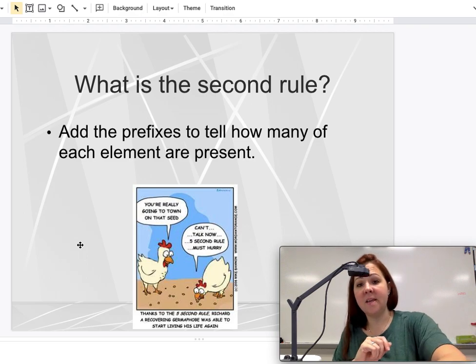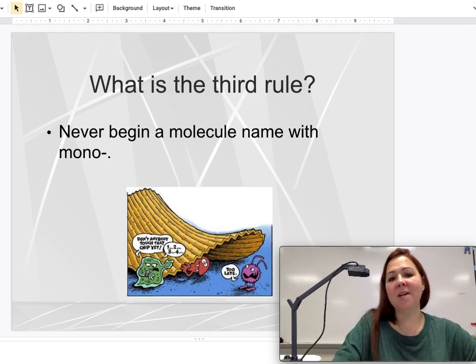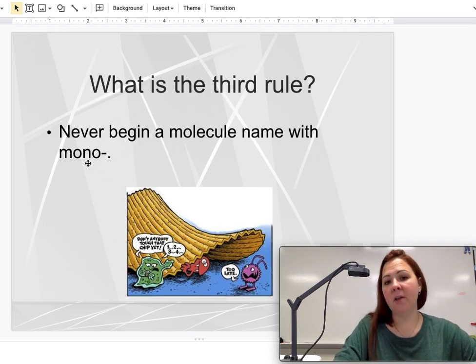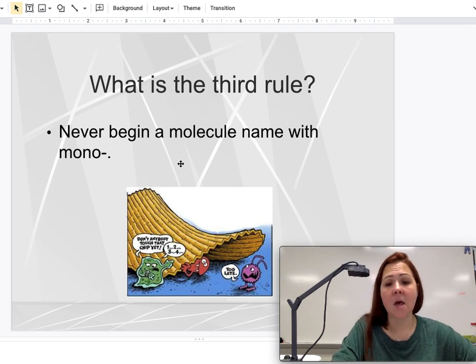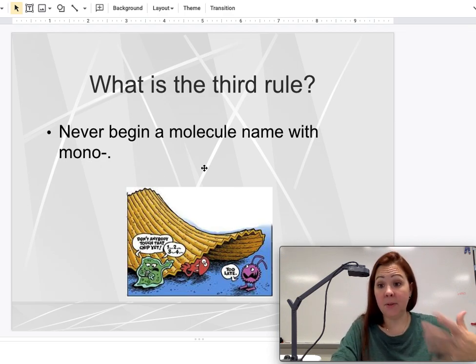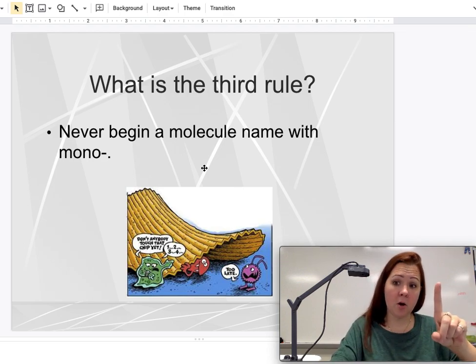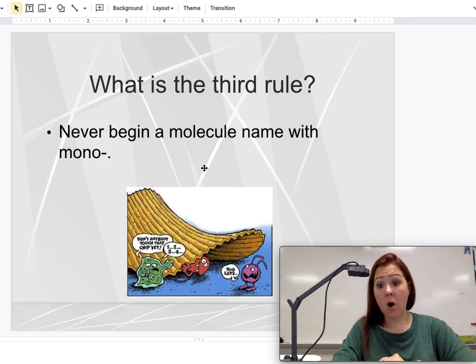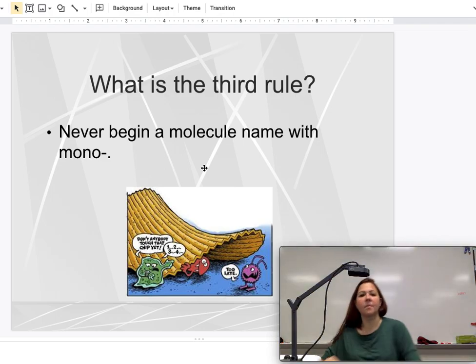Now, using that example, if you notice I didn't put mono on that carbon, that's because you can never begin a molecule with mono on that first element. You could put di, tri, penta, hexa, anything except 1 on that first element. And that's because that element is implied, and so they just get rid of that mono. So that's why it's called carbon dioxide, 1 carbon, 2 oxygen. Carbon monoxide, 1 carbon, 1 oxygen.